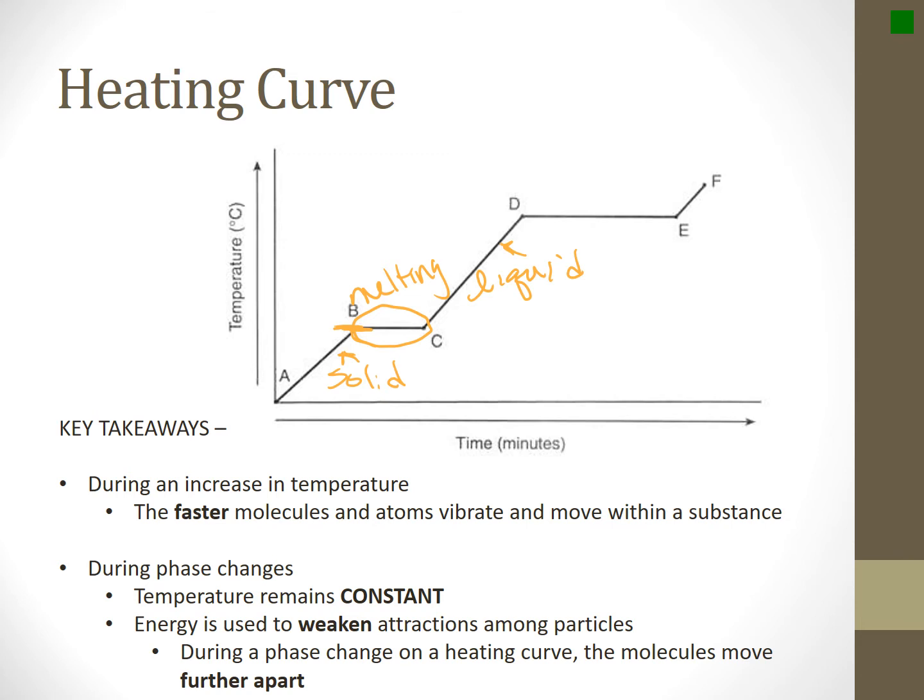Which means what is melting? Melting is solid going to a liquid. Okay? And then I would notice I would start seeing some bubbles right around here. And what do bubbles mean? Bubbles means that you're producing a gas. So I would be boiling right now, which is a liquid going to a gas.